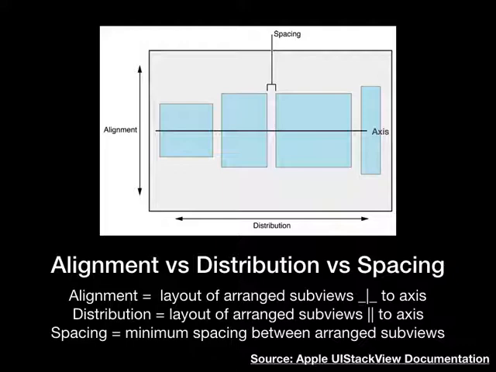Basically what alignment tells you is perpendicular to the axis, how are my arranged subviews arranged? And then distribution is along the axis. So it's like saying, along the axis, how are my arranged subviews arranged? And then spacing is the minimum spacing between arranged subviews. So it's similar to collection views where I think you specify spacing and whatnot, but it's just the minimum amount of space that you would want between your different subviews.